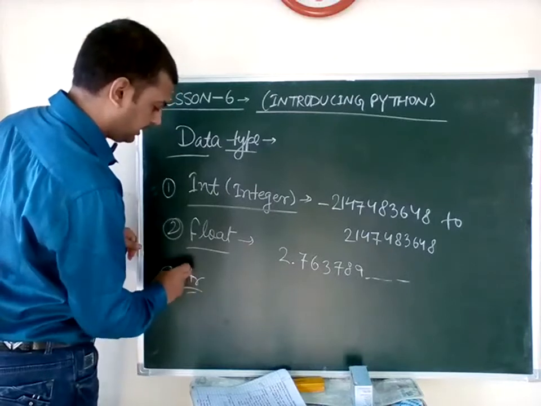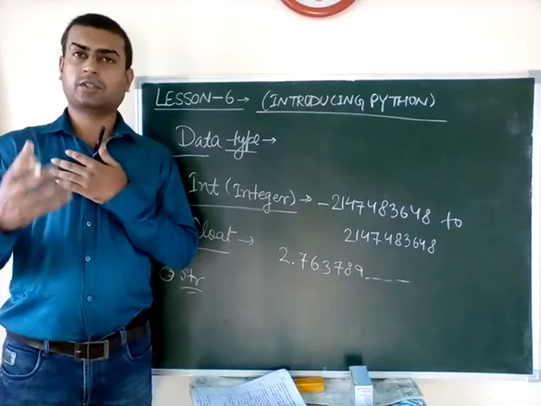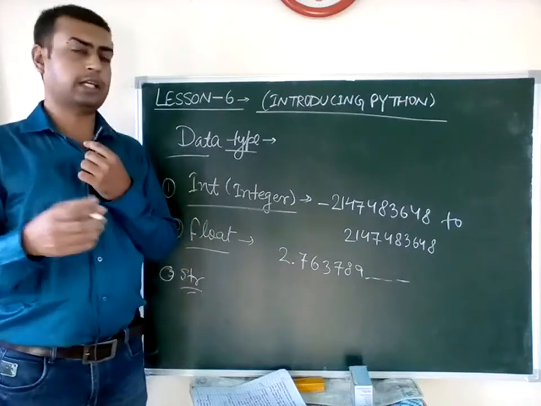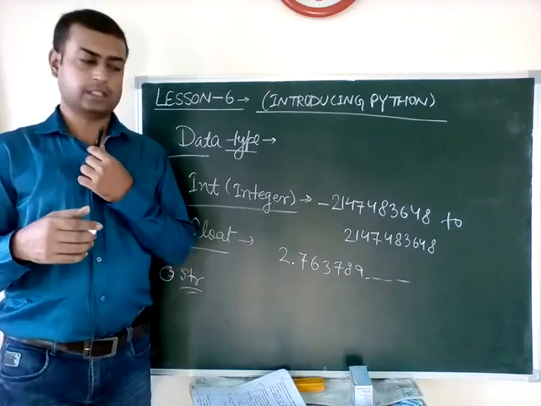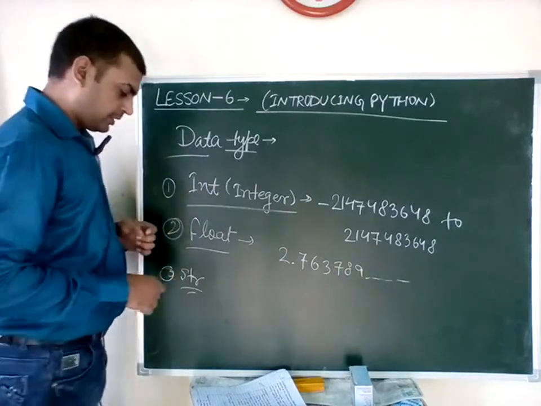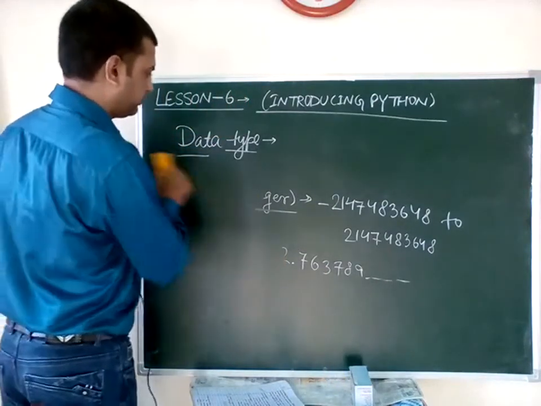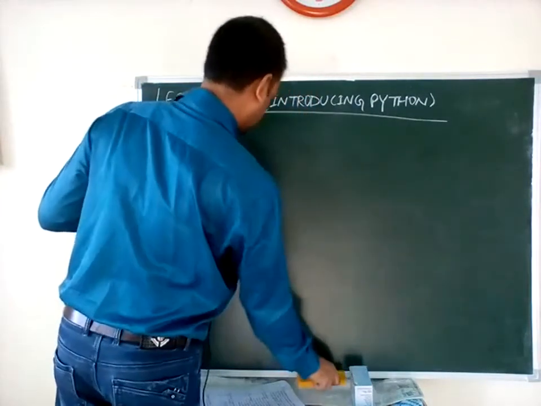Third is string. The string data type is used to hold a word or a sentence. So basically this string is used to hold the address or the name of any particular person. So this is the string. For example, I am giving you some examples and it will be more clear to you.